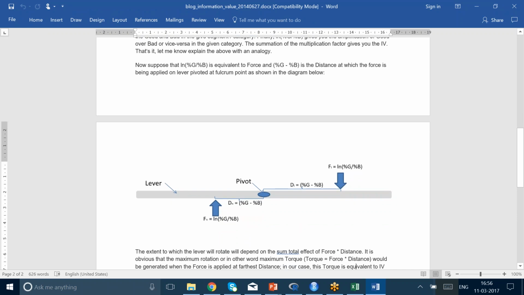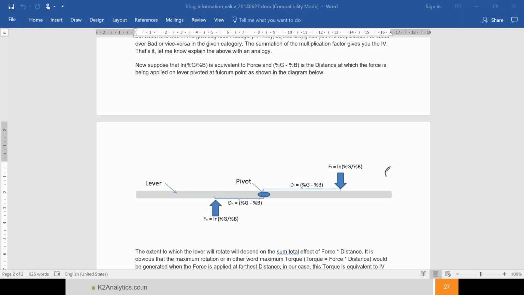Assume this is your fulcrum and this is your pivot point. Now on this pivot point, if I apply a force from this distance to rotate it, and I apply the same amount of force from this distance, which one will be able to better rotate?